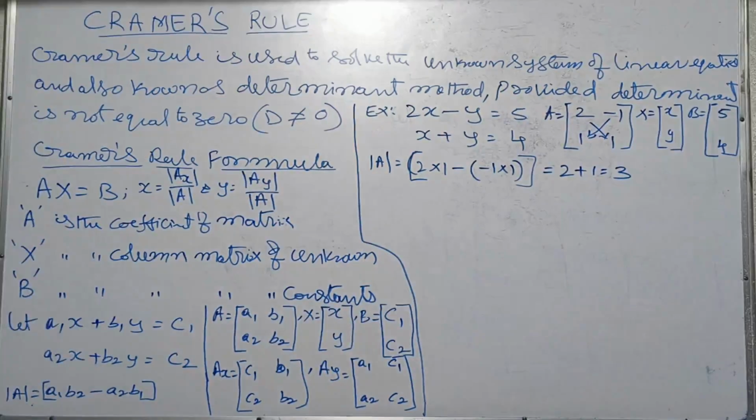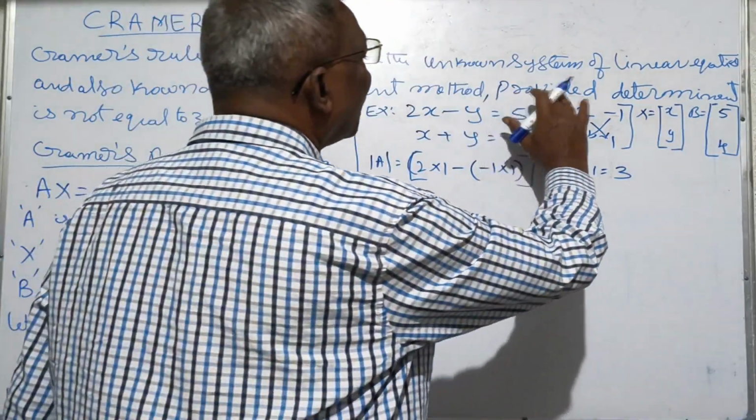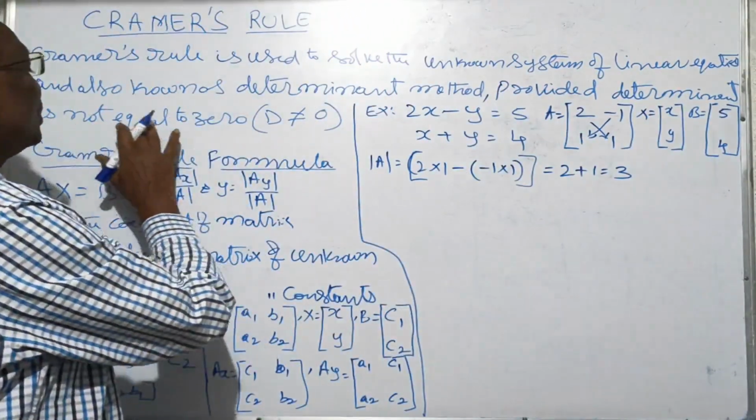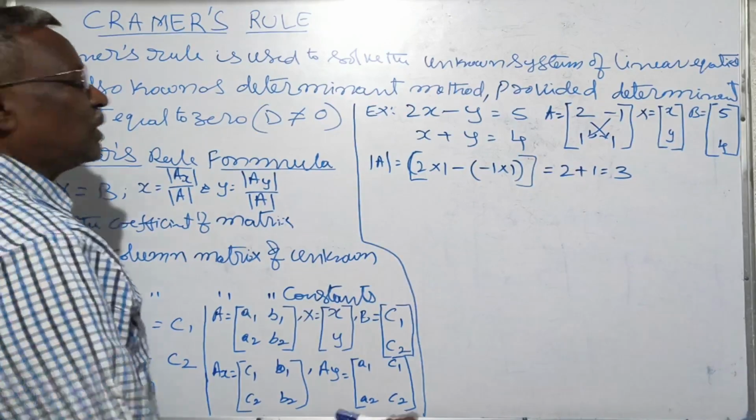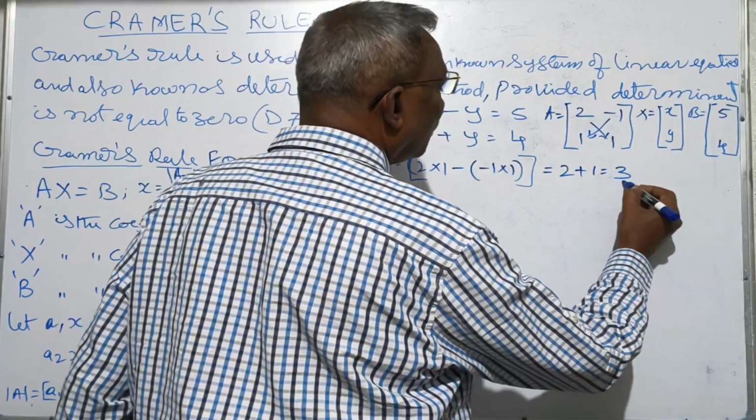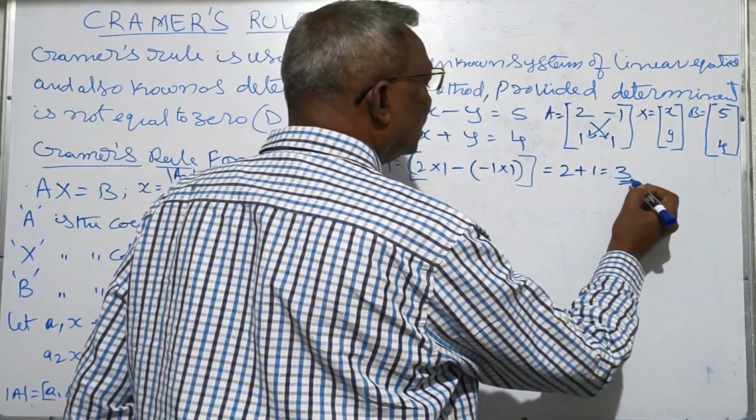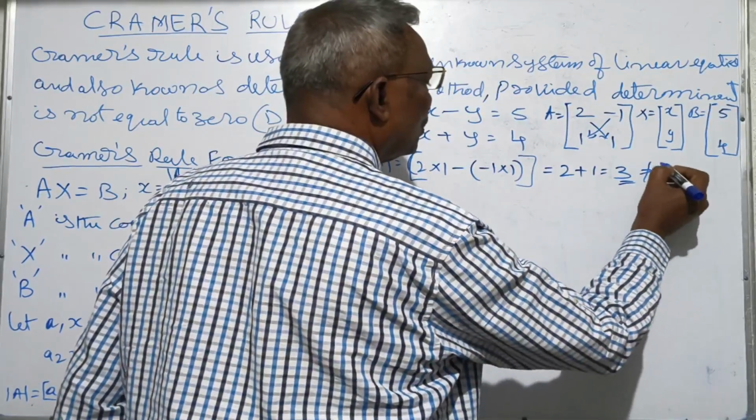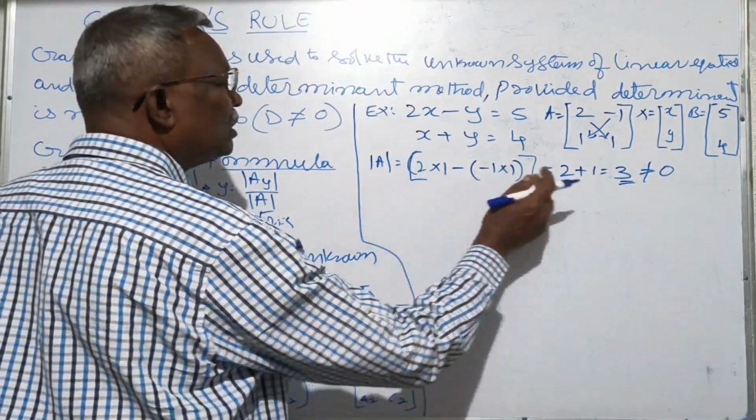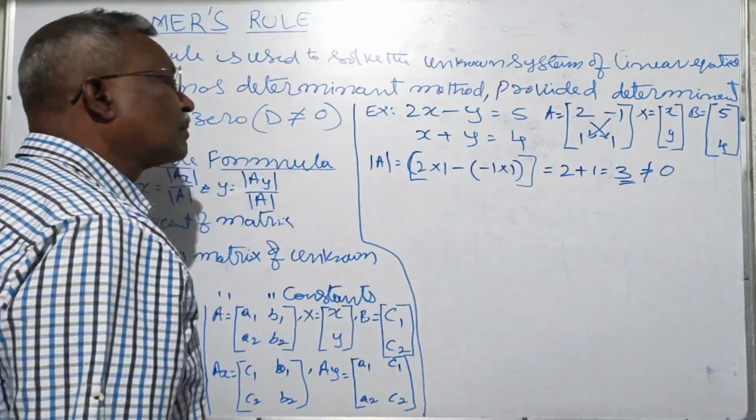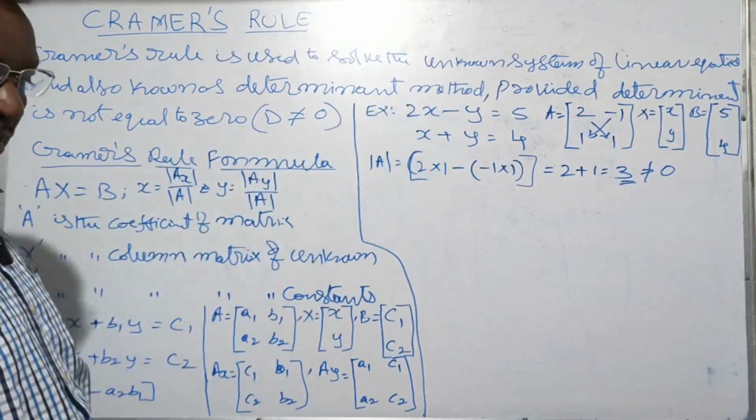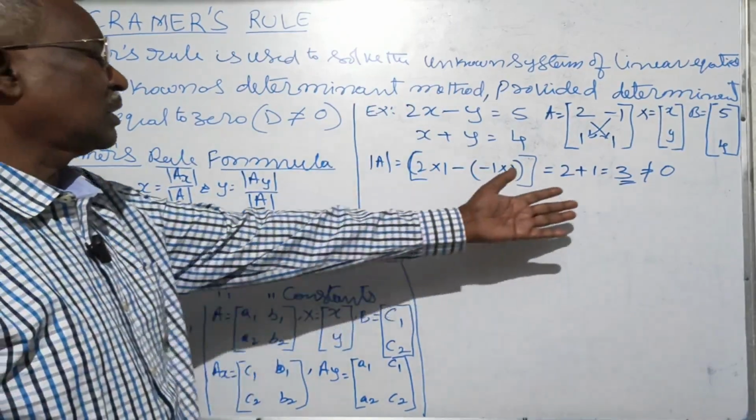Next, to solve this through Cramer's rule, this determinant must not be equal to 0, then only it is possible. So that means this determinant of A, 3, is not equal to 0. Then only it is possible. Now you can proceed further.